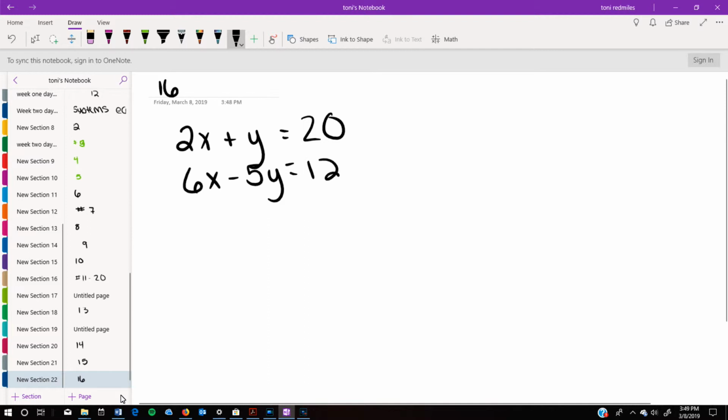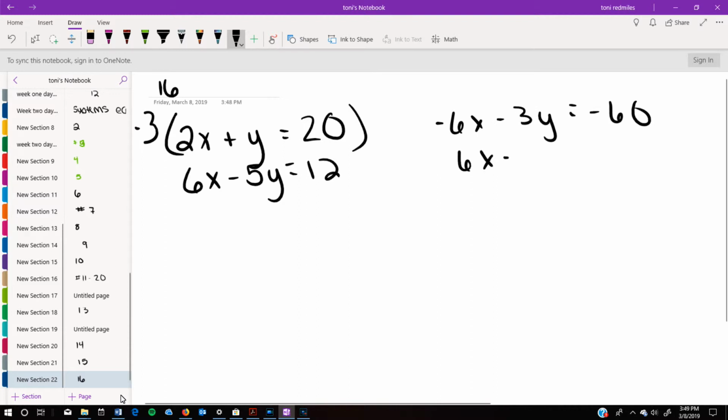All right, let's do elimination this time. I'm going to multiply this by 5. Or I could do a 3. Let's do a 3. I haven't done x in a while. I'm going to make it negative. All right, so I have a negative 6x minus 3y equals a negative 60. Just going to copy that one over.